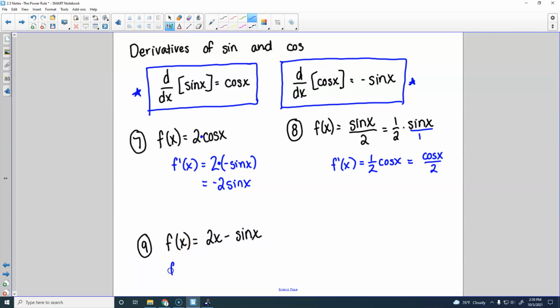Then the last one, it has a mixture of power rule with trig rules. So what's the derivative of 2x? 2. What's the derivative of sine? Cosine. You're done. It is, but that minus sign was there in front of it.